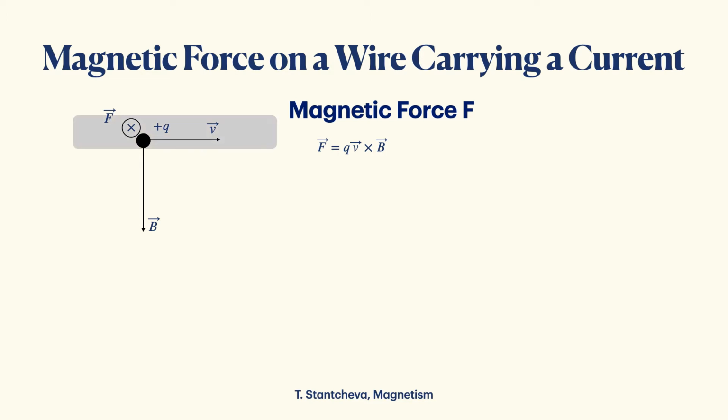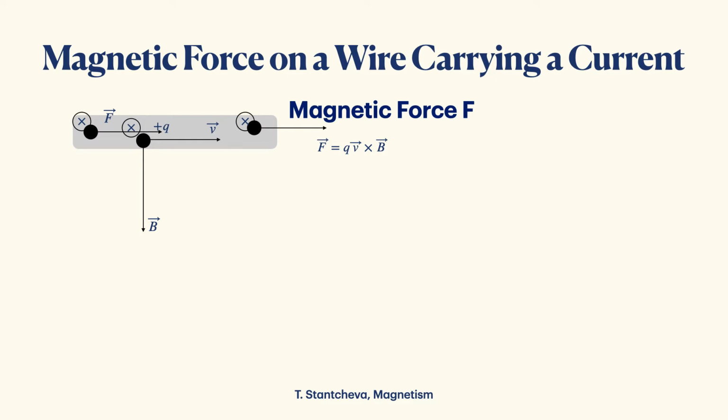The question now is, what if that charge is actually confined within the limits of a wire? It's natural to assume that there will be other charges bound within that wire as well, and that they will also be moving more or less with similar velocity. They too will experience magnetic force into the plane.